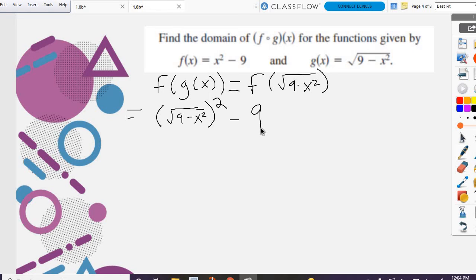So then we just want to simplify if we can. So what is a square root squared? The number on the inside, right? So we would just have 9 minus x squared, because I squared a square root. But then we still have a minus 9. So what are we left with?